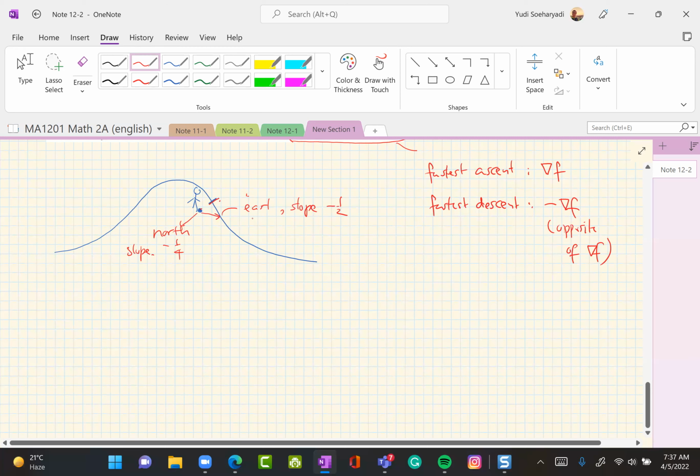Okay, so going east. Now if you have something like this, going north, going east. Going east means going in the x direction, so it is the i direction. Here, the directional vector should be k. So that means this 1/2 and this negative 1/4 is actually the data.